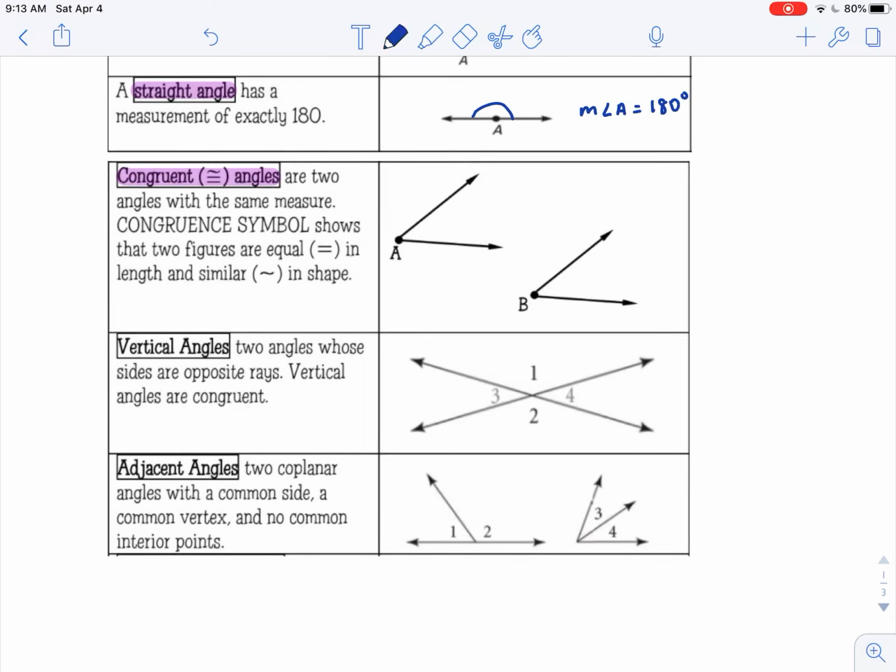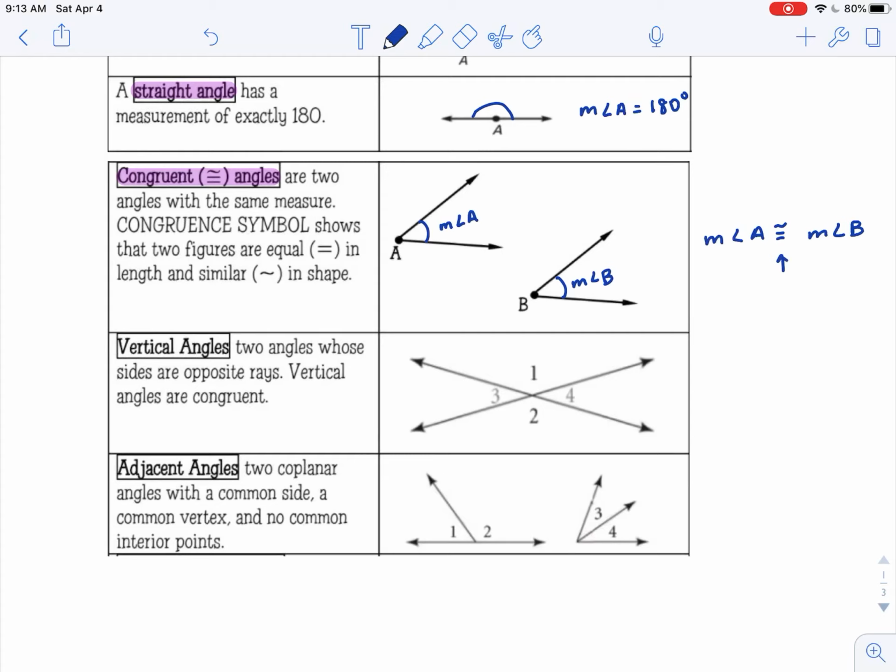What we're going to look at next is congruent angles. Congruent angles are two angles with the same measure. The congruent symbol has two figures: the equal sign in length and the squiggly line similar in shape. What that means is the measure of angle A and the measure of angle B are going to be the same.